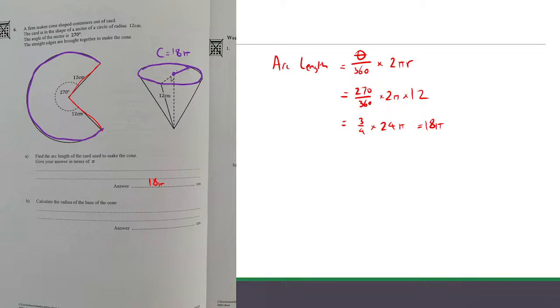So circumference equals 2 pi r, and we know that that's equal to 18 pi. So that means that 2r is equal to 18 and r is equal to 9 centimeters. Okay, so that's how we do that one.